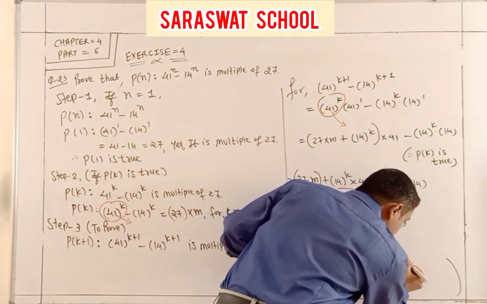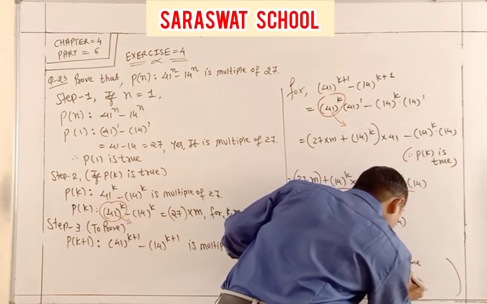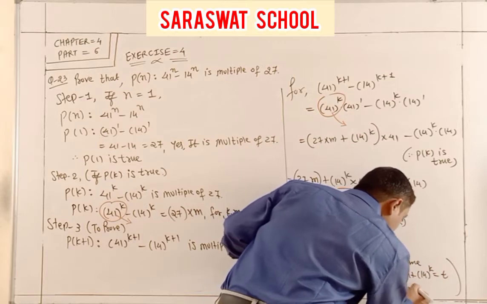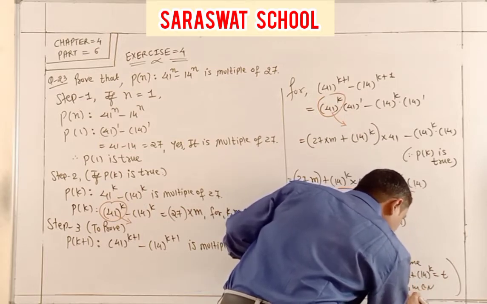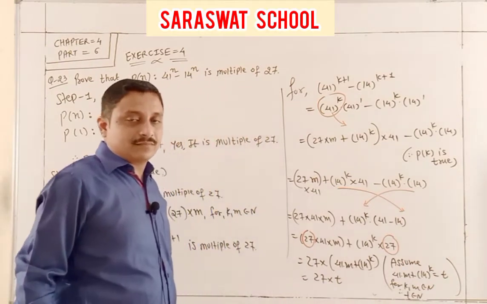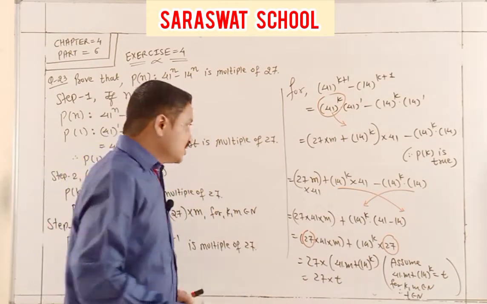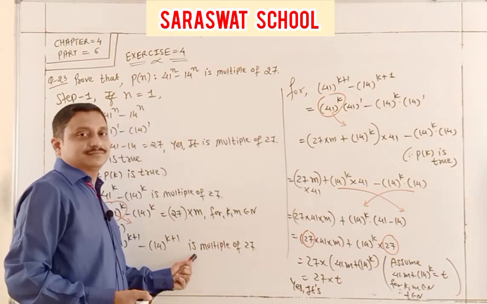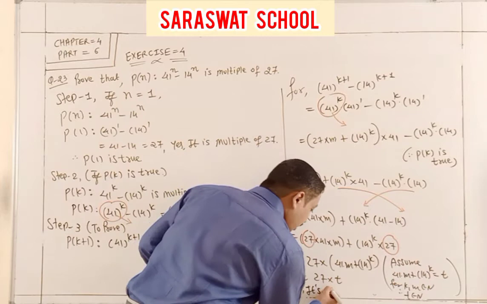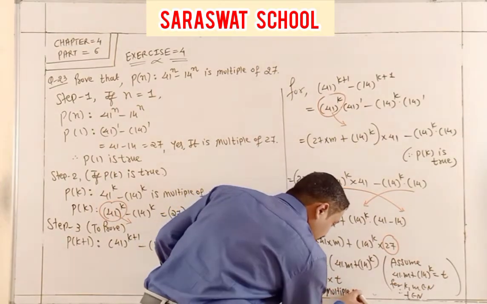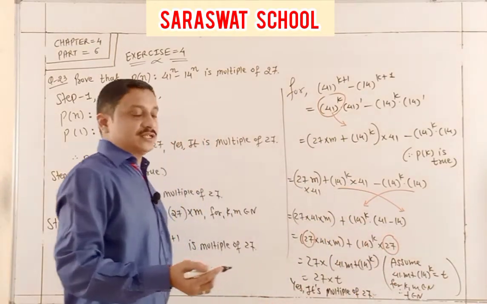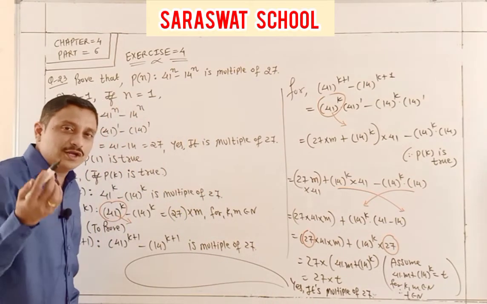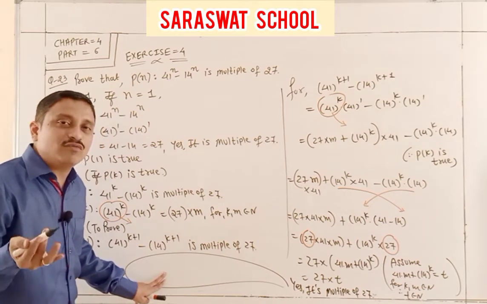I just take out something t, and assume that 41m plus 14 raised to k is equal to t, for k and m belonging to natural numbers. So t is also a natural number, no? Then multiply by 27. So yes, target achieved. It is a multiple of 27. And after that, students, you just write down these two lines. Already we know these two lines, but I just write them for formality.